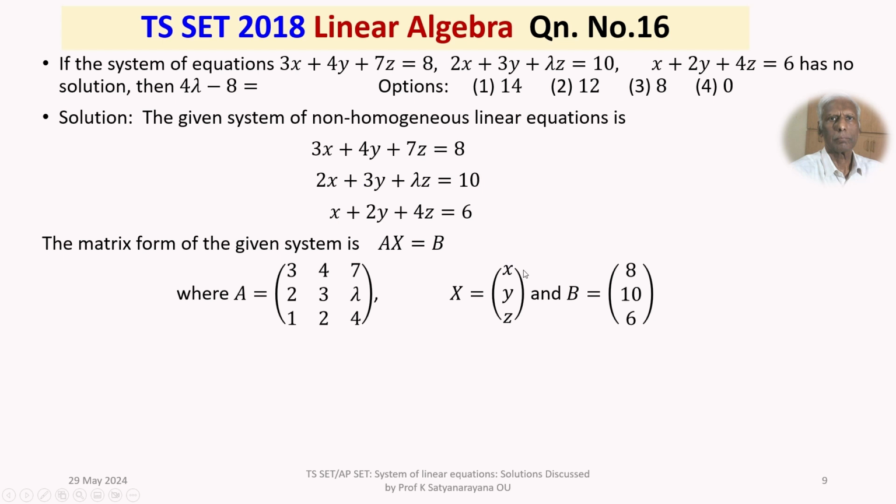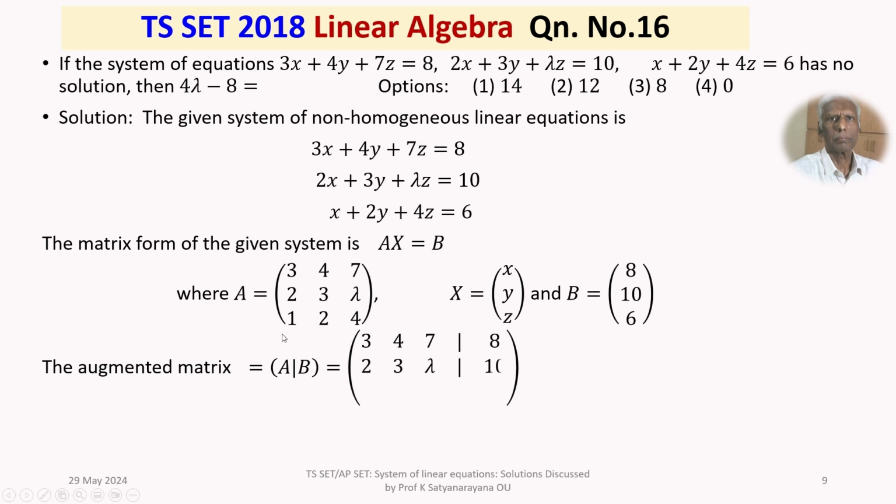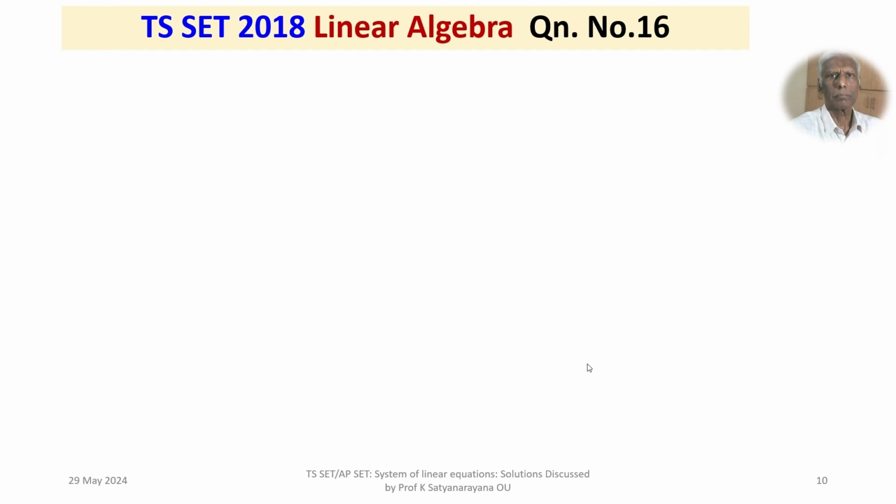X is the column vector consisting of the unknowns. Capital B is the column vector consisting of the given values. Now write down the augmented matrix, that is the coefficient matrix along with the column vector B. This is the column vector B, and this is the matrix A. So this is the screen that we have. Now we continue in the next slide. The augmented matrix is here.